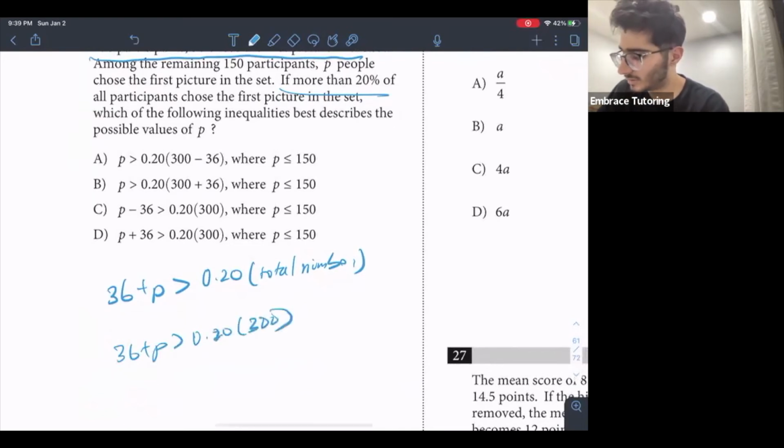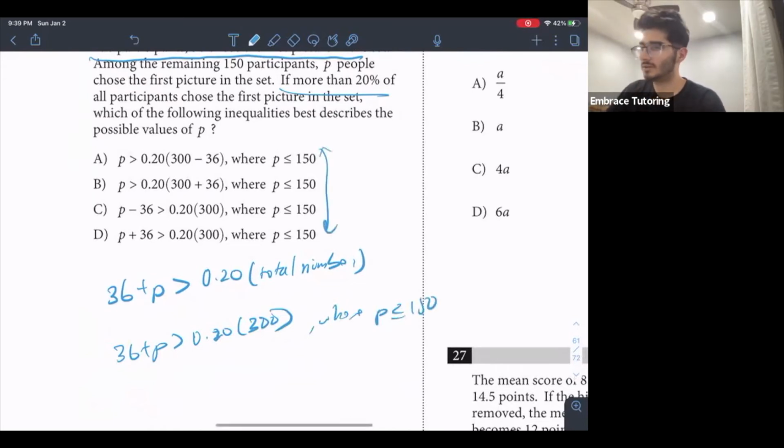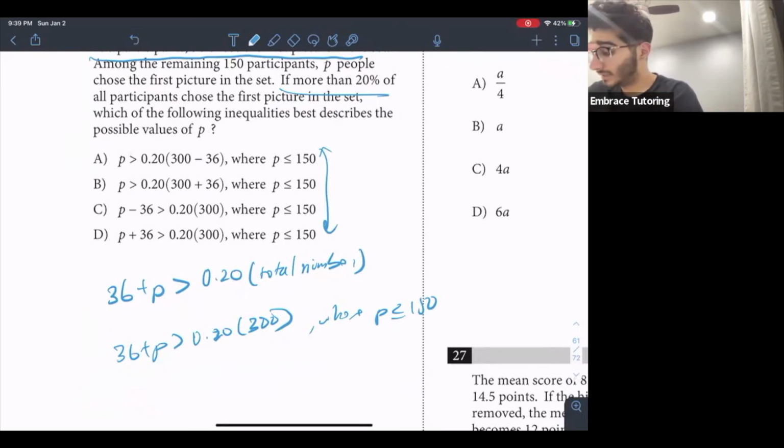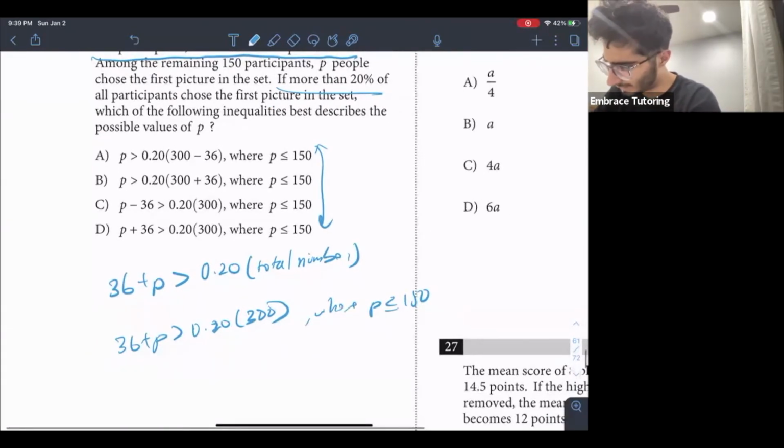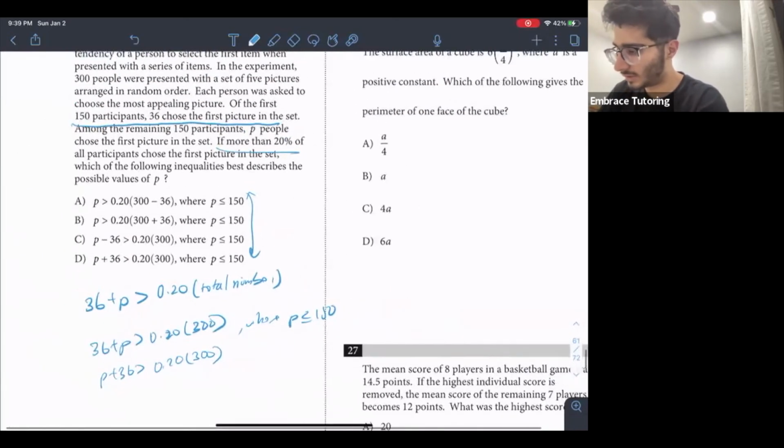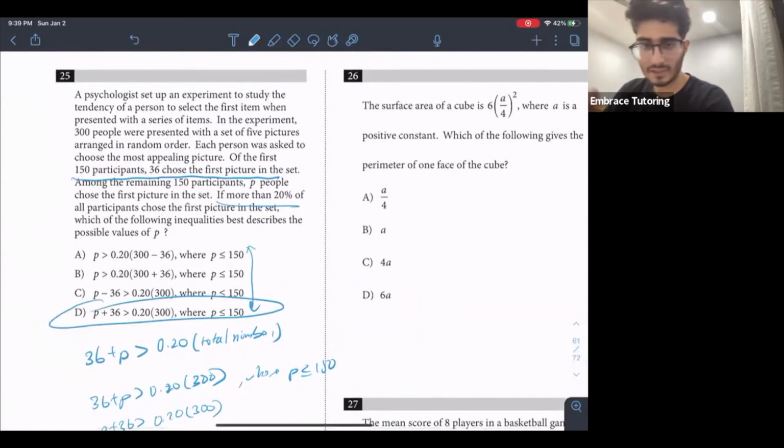times the 300, because that's the total number, where P has to be less than 150 because it's all the same for all of them. So that does not matter. And then you would have to make sure that it matches with one of the choices. And to see if it does, you realize that if you rearrange it this way, then you get that D matches with what we have, and so that is our answer.